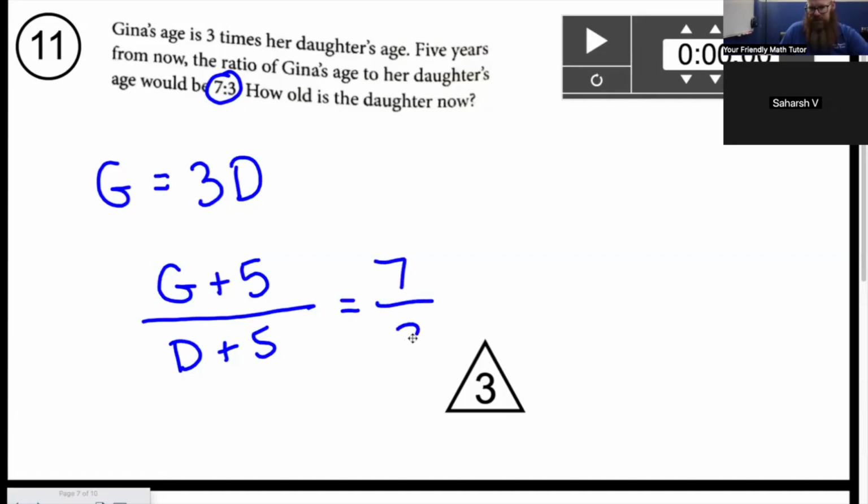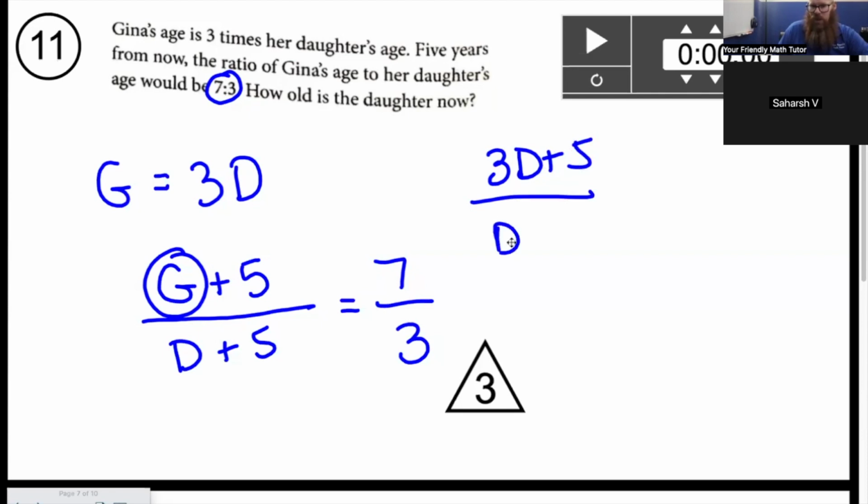So now I think it's easier to just think of it as a fraction instead of an actual ratio. But Gina is really 3D. So now I get this 3D plus 5, which is just Gina aging 5 years, and then the daughter aging 5 years. The ratio of their ages is now 7/3. And D represents her daughter's age now. So if we just solve this for D, we will get the answer to the problem.